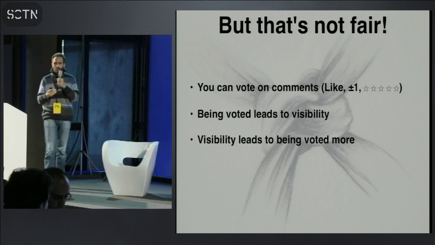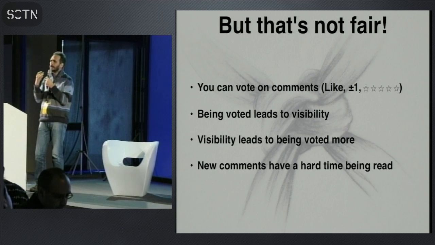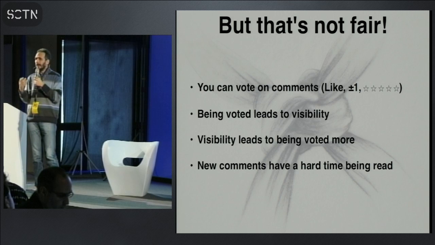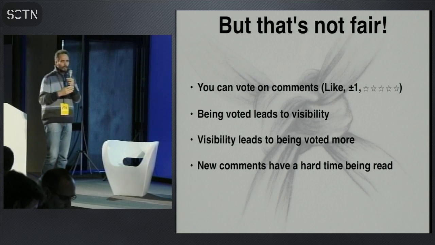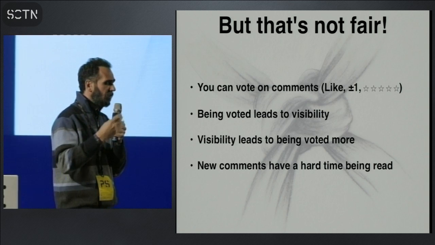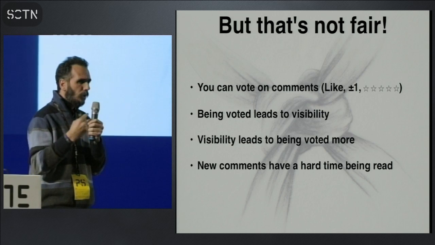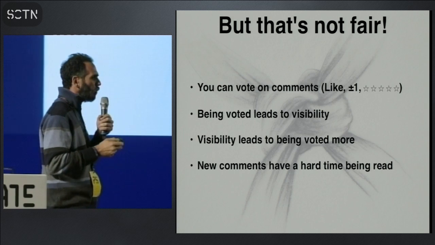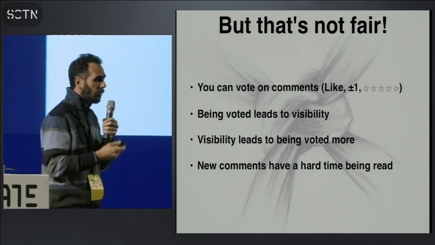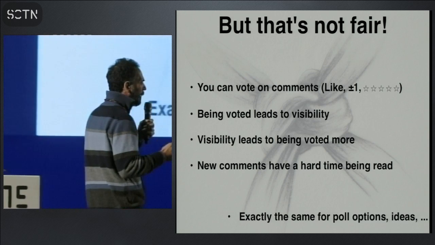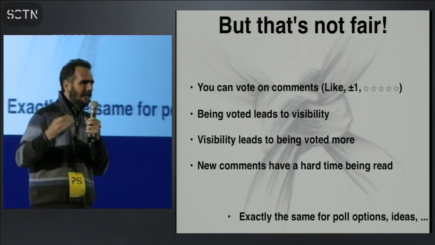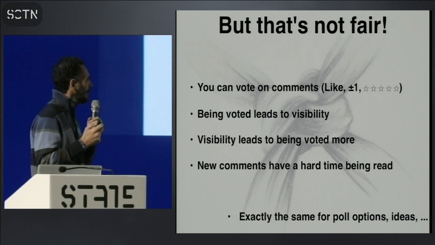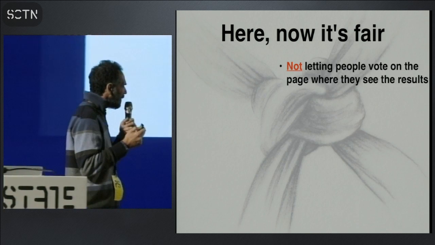If people can vote on comments, it gives those comments visibility, but then people vote on the comments that are more visible. The result is a process of "to who has shall be given," where those comments get more and more votes, and eventually a new comment has a really hard time entering the contest. The same thing happens for options, ideas in polls, and so on. So this is a central problem in eDemocracy, and it has been solved.